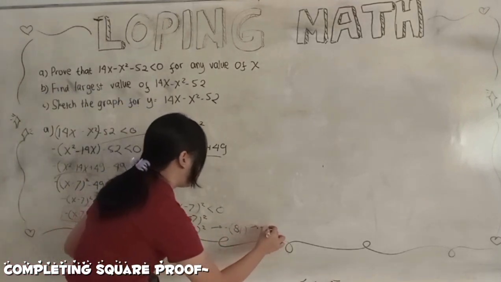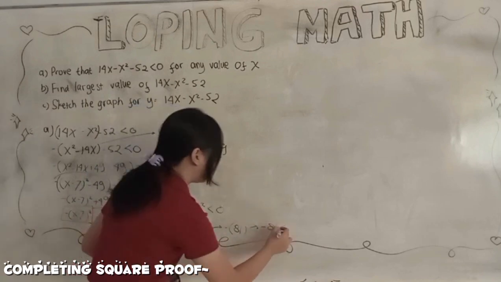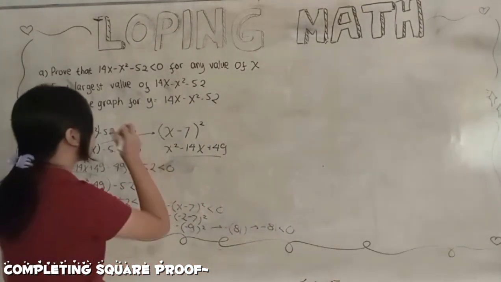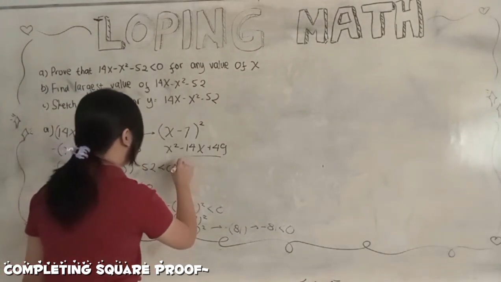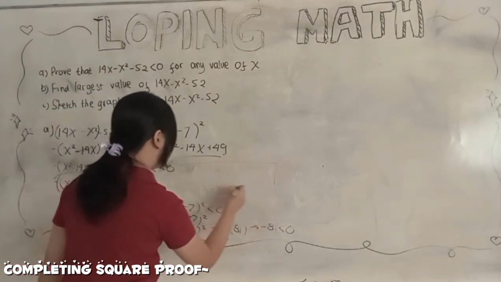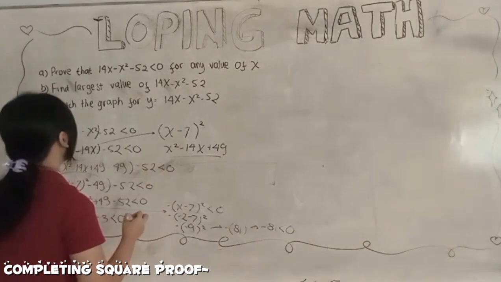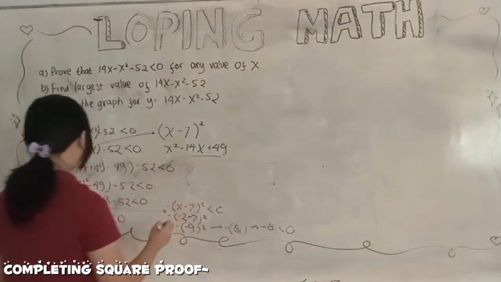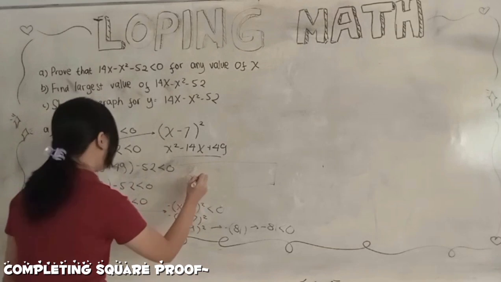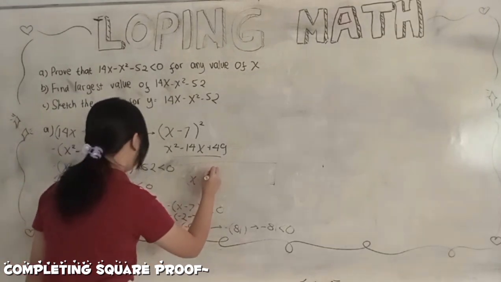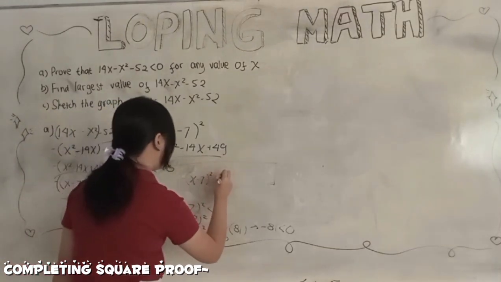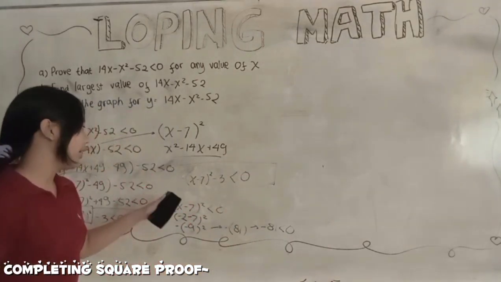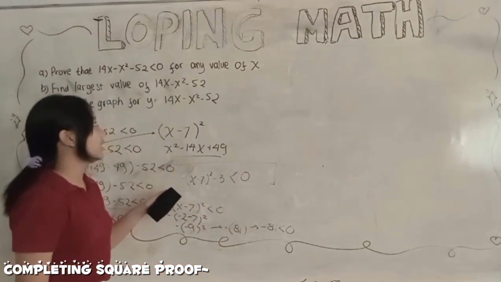So it will be minus 81, which is less than 0. So we've got our final answer. I will write it here, okay? Because we don't have much space. So minus in bracket x minus 7 squared minus 3 will always be less than 0. So here is our final answer for part A.